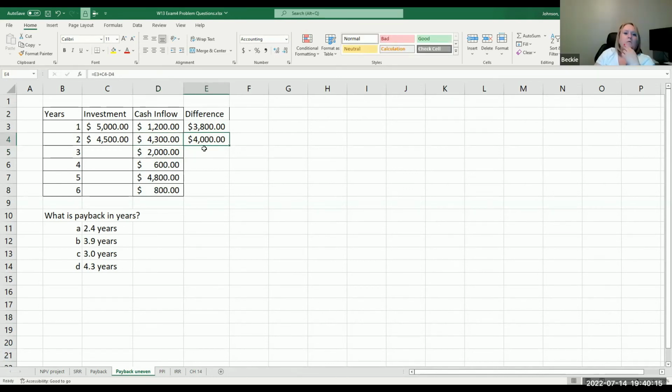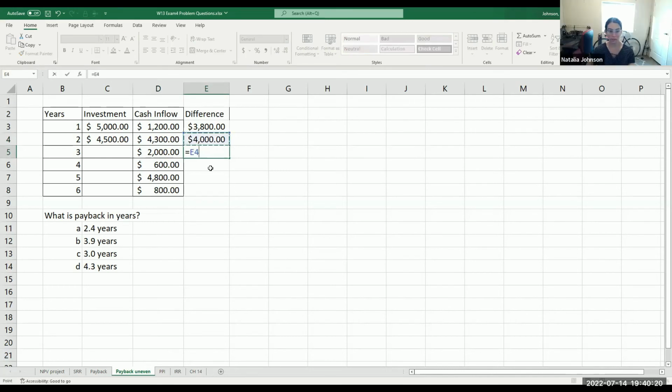Oh, okay. So now we're doing the third year, so 4,000, and because there's no other investment, we just simply subtract the cash flow of the third year, 2,000, and then we can keep going because this one is only 600. Okay, so by year 4, we have 1,400 left, and the next year is 4,800. So that's going to be over.